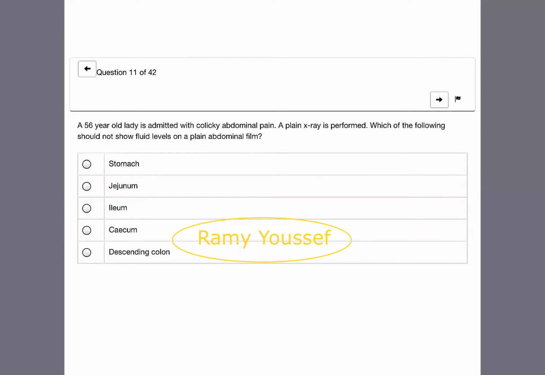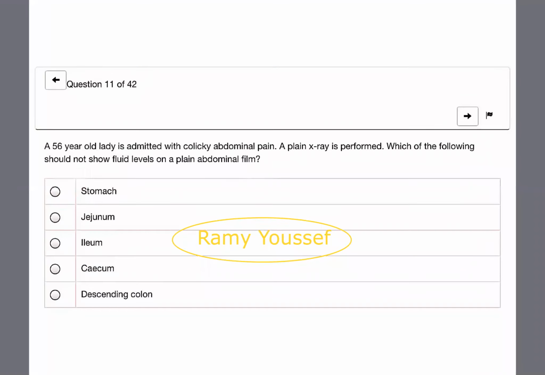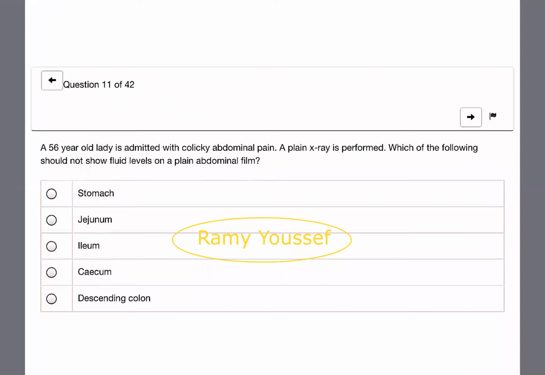A 56 years old lady is admitted with colic abdominal pain. Plain X-ray is performed. Which of the following should not show air fluid level in plain abdominal film? Stomach. I think the cecum, maybe. Has different answer. Yes, ascending colon. Descending colon. Or Dr. Zaina, what do you think? You're a surgeon.